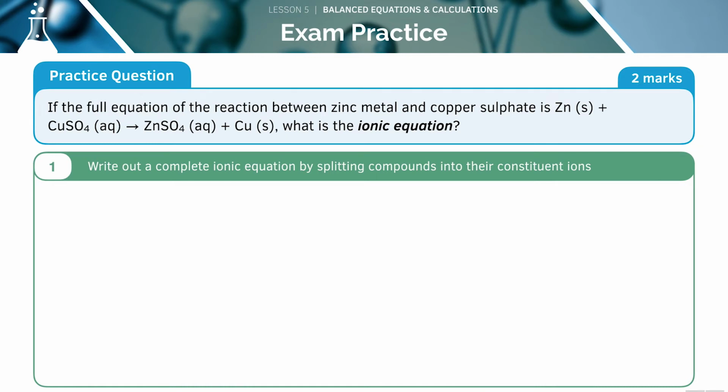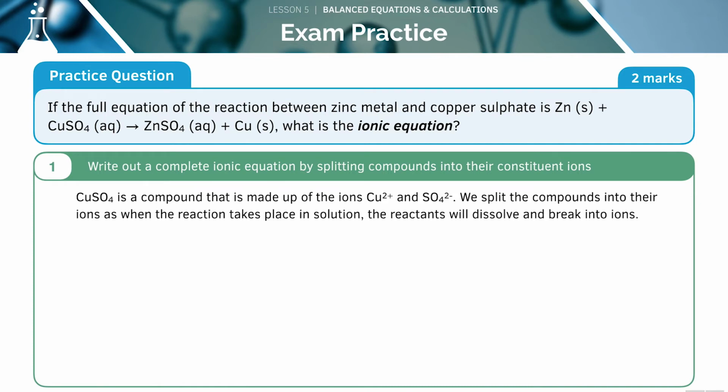First, we must write out a complete ionic equation by splitting the compounds into their constituent ions. Copper sulfate is a compound made up of both copper and sulfate ions. When the reactants are placed into a solution, they will split into their ions. The equation for this is shown here.